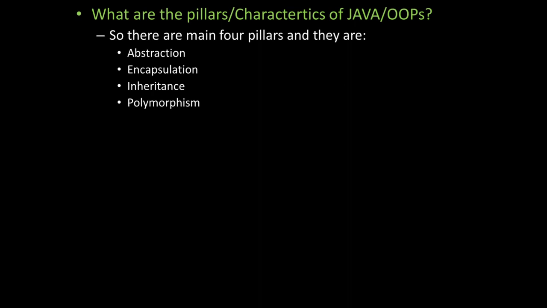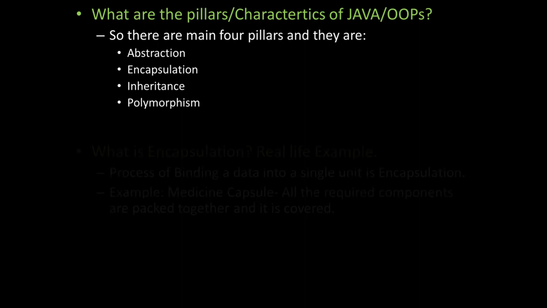So this is the main concept behind OOPS. This question is 100% asked if an interviewer is going through the OOPS concepts, and the question is, what are the pillars or characteristics of Java or OOPS? There are mainly four pillars, and they are abstraction, encapsulation, inheritance and polymorphism. So we can say that these are the advantages of OOPS. So let's see one by one.